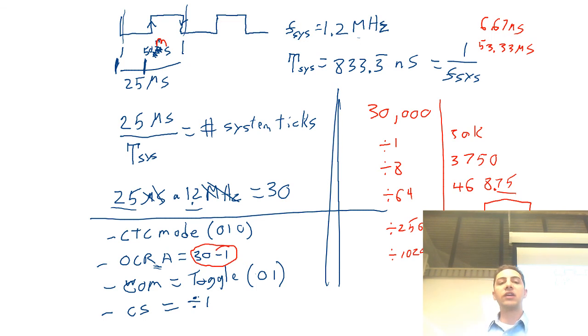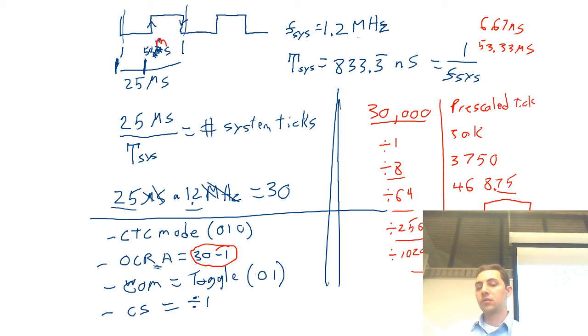So if I had tried to do this with milliseconds, I could have said, all right, I need 30,000 system ticks. A system tick is 833.3 repeating nanoseconds. So to get to 50 milliseconds, I need 30,000 of those ticks. Then if we divide that number of ticks by our clock divider, we get these numbers of ticks, and those are pre-scaled ticks. So 117.18 pre-scaled ticks.